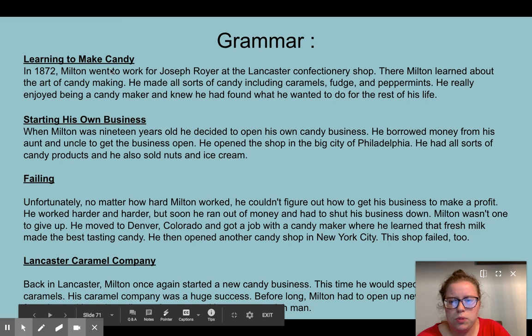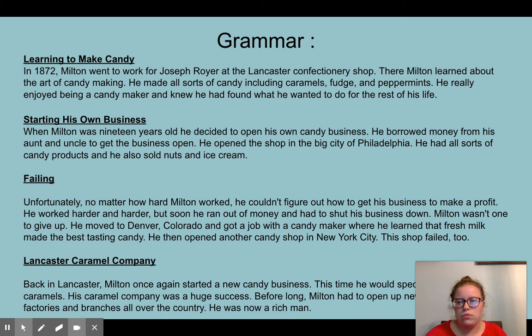Okay, this one's broken into headings, which we know that nonfiction typically has. Okay, so listen carefully to each heading. Learning to make candy. In 1872, Milton went to work for Joseph Royer at the Lancaster Confectionery Shop. There, Milton learned about the art of candy making. He made all sorts of candy, including caramels, fudge, and peppermints. He really enjoyed being a candy maker, and he had found what he wanted to do the rest of his life.